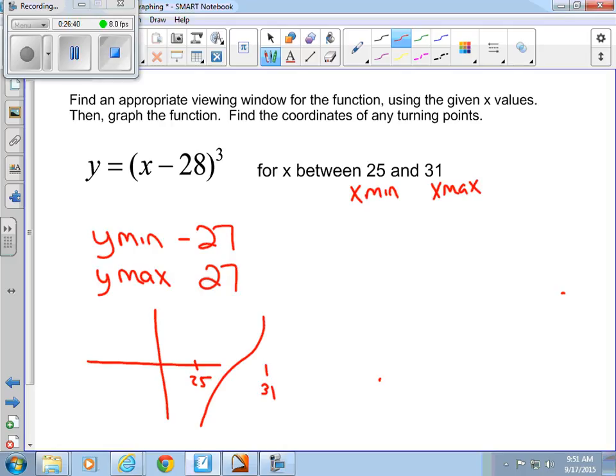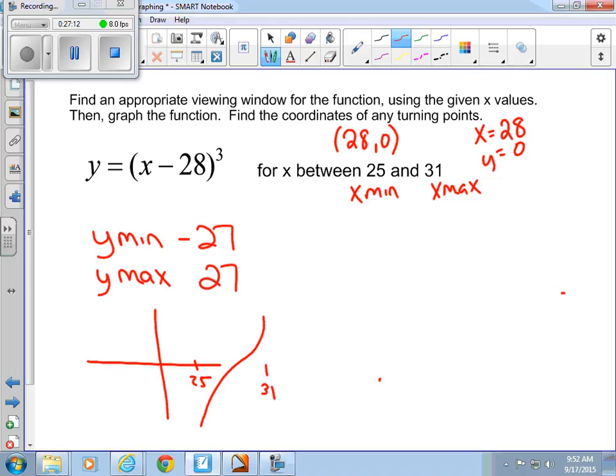Find the coordinates of any turning points. Do I have a turning point? Looks like I have one of them. You can use your trace button to go find it, and actually it put me right on at 28. Does everyone agree that it looks like at about 28 is where it turns? So the turning point is at 28. So it says coordinates, so 28, 0.